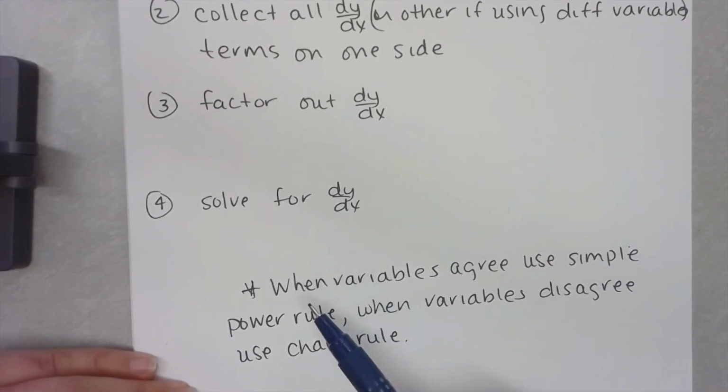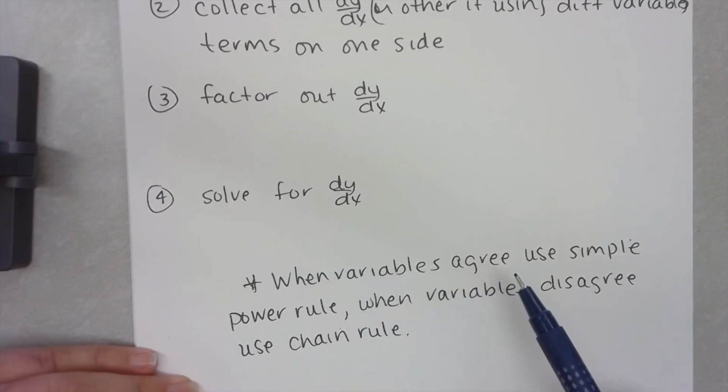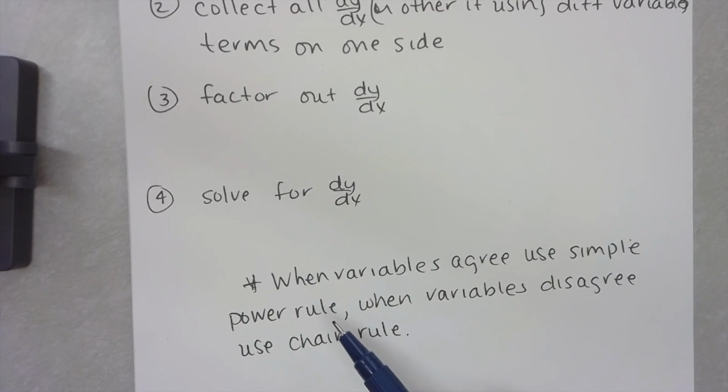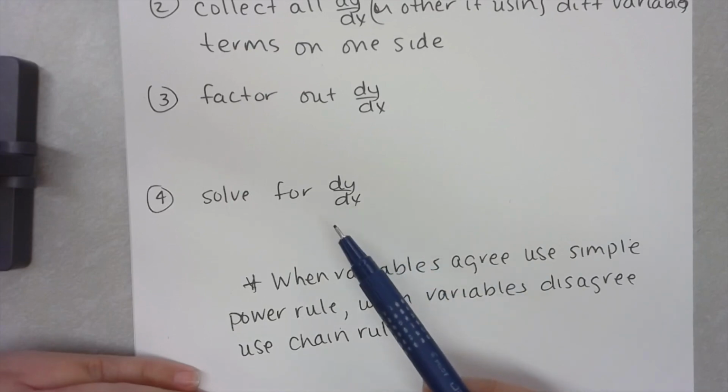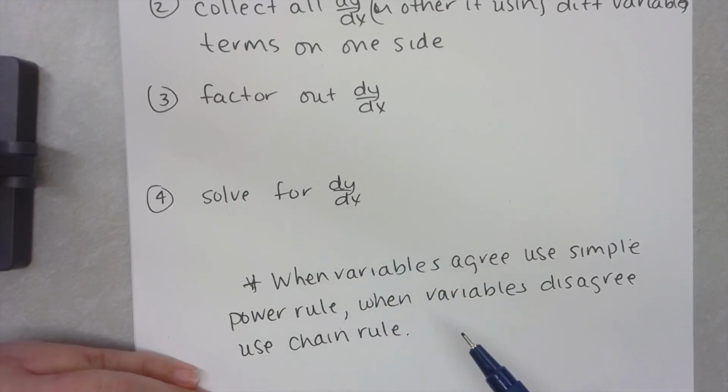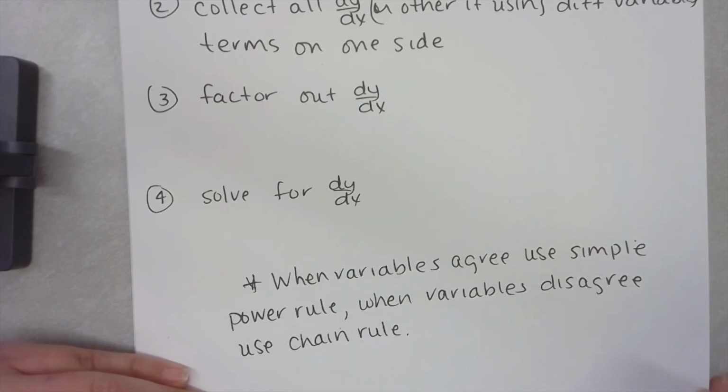So again, this is the important part. When the variables agree, we just use the power rule or the product rule, or basically the simple rules that we've done before. But when the variables disagree, if I'm doing the derivative with respect to x and I come across a term with y in it, then whenever I take the derivative of the non-x, I need to apply my chain rule.